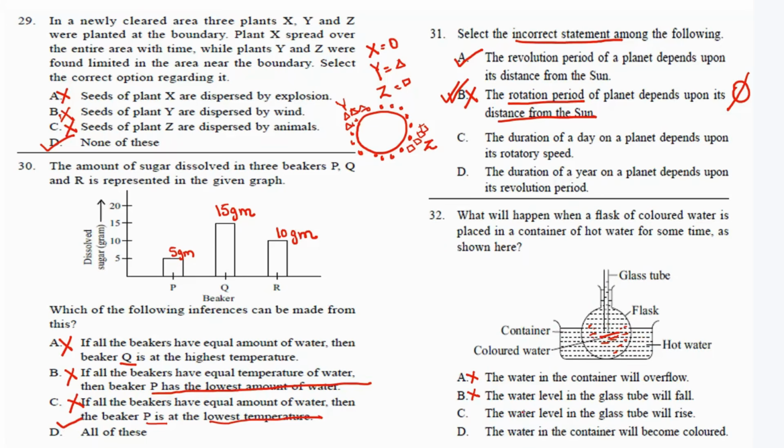Option C says the water level in the glass tube will rise. This is correct. Why? Because the flask is present in a container with hot water, that means the air inside the flask will be at a higher temperature. So as it is at the higher temperature, definitely the water level in the tube will increase. After some time, we will see that the colored water has risen in the glass tube. So C will be the correct answer.